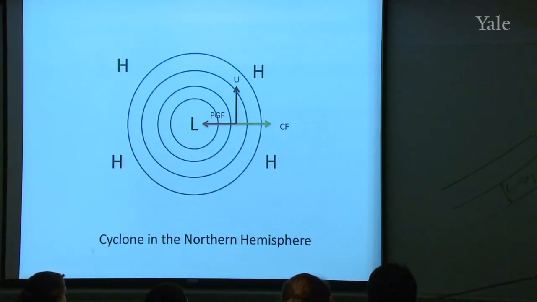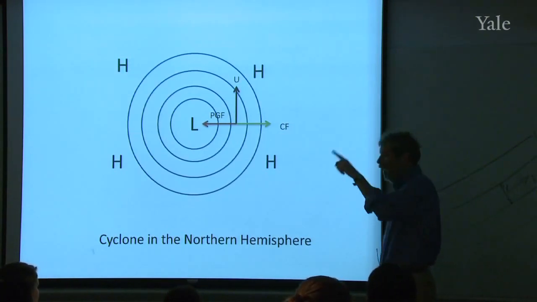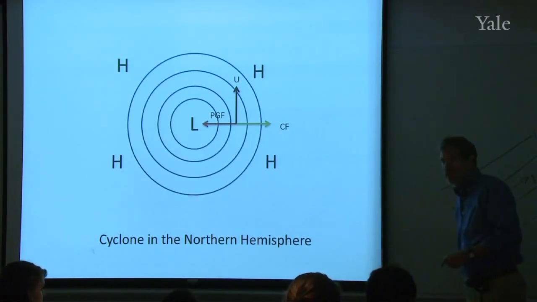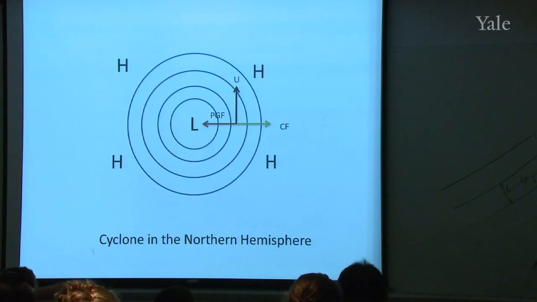Is that clear? So low pressure, cyclone, northern hemisphere, air goes around counterclockwise. We say that's the cyclonic direction. The air is moving cyclonically around that low pressure zone.